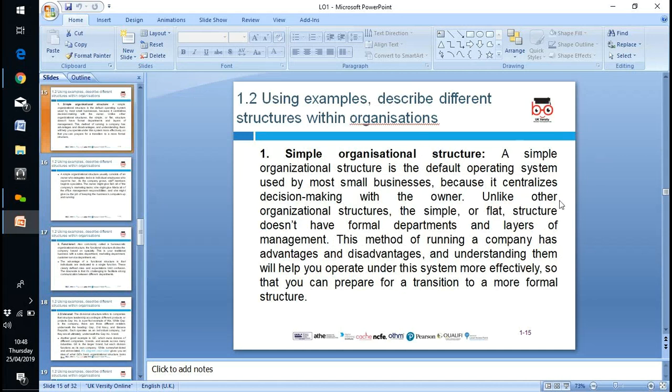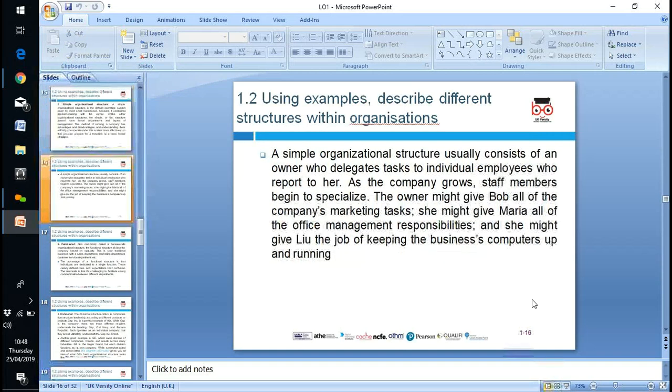Different structures. So simple organisational structure is the default operating system used by most small businesses because it centralises decision making with the owner. Unlike other organisational structures, it's a simple or flat structure and doesn't have formal departments and layers of management. Its method of running the company has advantages and disadvantages, and understanding them will really help you. The one in the scenario is at a stage where it's already using this system and it needs to actually start to do something different. So this area is important.